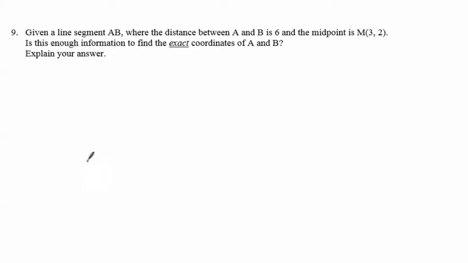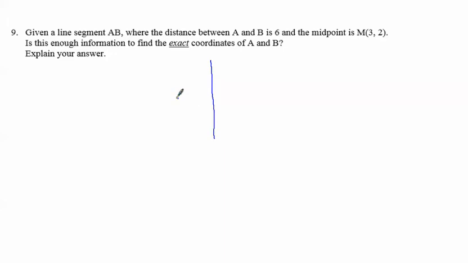Here, given a line segment AB, where the distance between A and B is 6 and the midpoint is the point 3, 2. Is this enough information to find the exact coordinates of A and B? Well, I would not think so, and here's why.